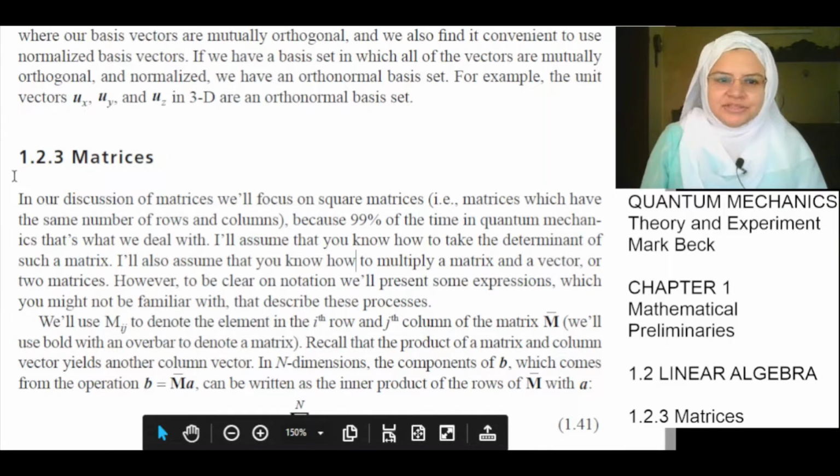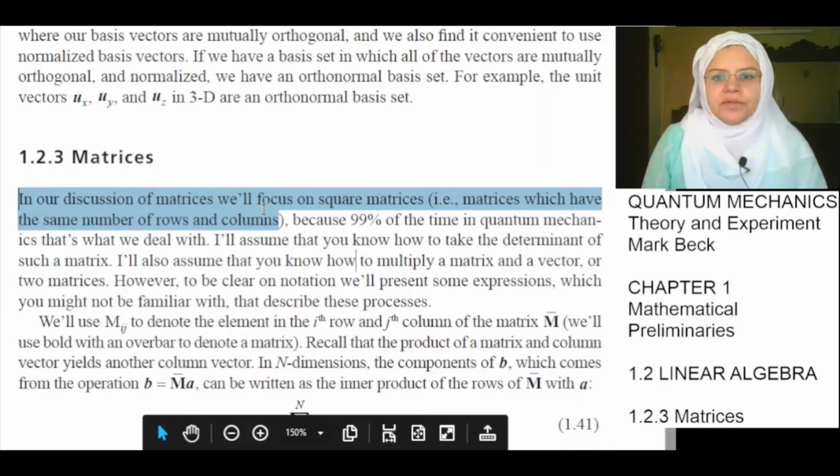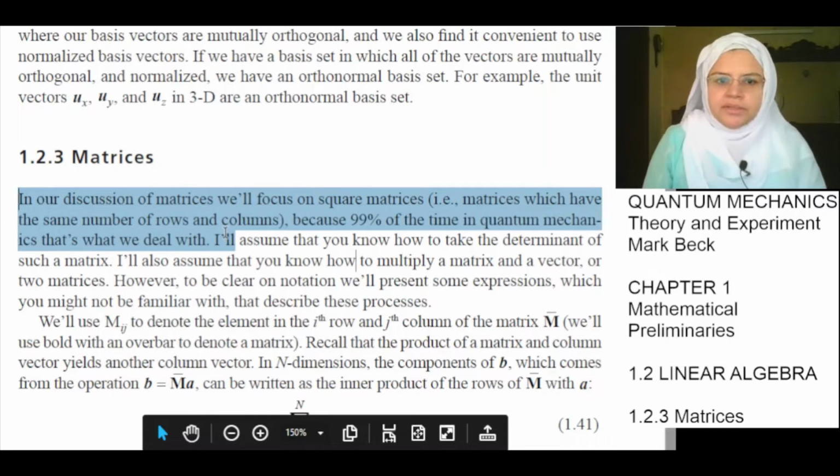Today we will do quantum mechanics, Mark Beck, chapter 1, 1.2.3 matrices. In our discussion of matrices, we will focus on square matrices, that is the matrices that have the same number of rows and columns, because 99% of the time in quantum mechanics, that's what you deal with. I'll assume that you know how to make a determinant of such a matrix. I'll also assume that you know how to multiply a matrix and a vector or two matrices.